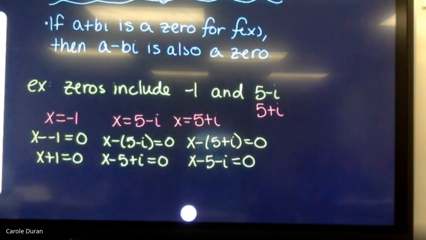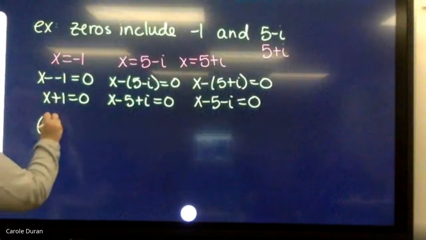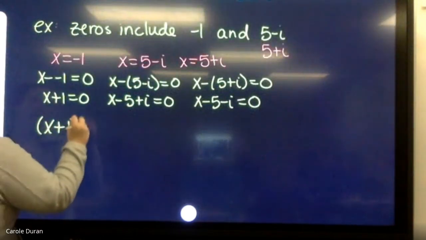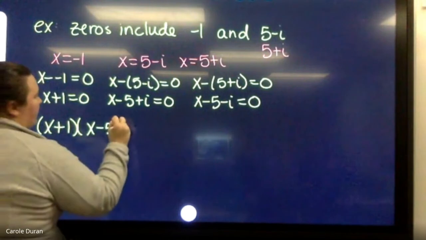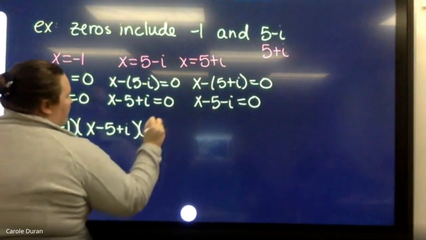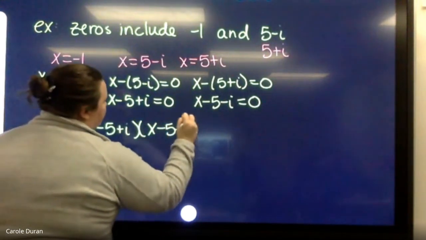So what I'm going to do next is I'm going to take each of these and write them as factors and multiply them together. So when I do that, I get x plus 1 times x minus 5 plus i times x minus 5 minus i.